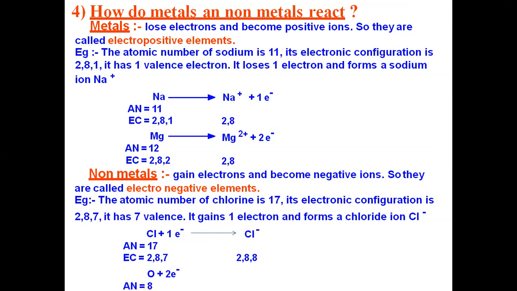We can also consider oxygen, where the atomic number is 8. Oxygen also has more tendency of gaining electrons and becomes O2 minus, so it forms the oxide ion. Since the atomic number is 8, the electronic configuration will be 2, 6. To become 8, it has to gain 2 electrons. So it gains 2 electrons and becomes O2 minus. Based on the number of electrons required for stability, we write the charge on the element.